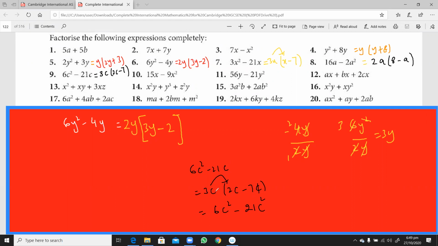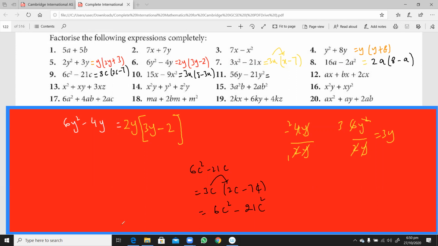Okay, Sabiha beta, tell me, how have you factorized this 10th question? Sir, 3x into 5 minus 3x. Absolutely right. Because if I open it again, I do get this 15x minus 9x squared.